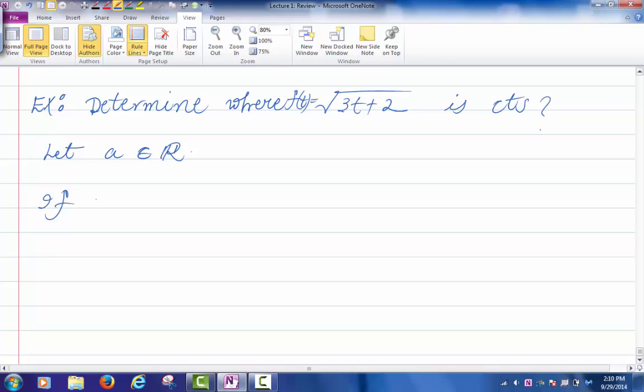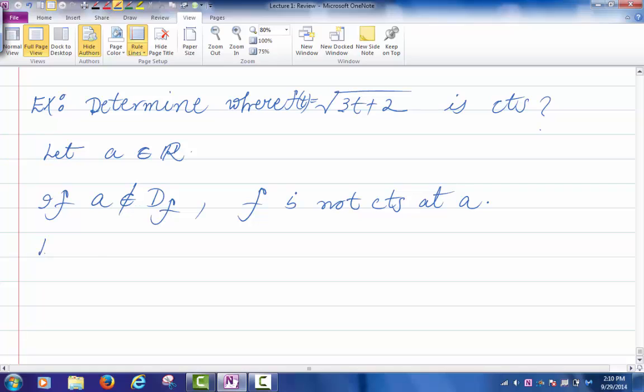If a is not in the domain of f, then f is not continuous at a, right? Is that clear? A is not in the domain of f means what? F of a is undefined, right? So f is not continuous at a.